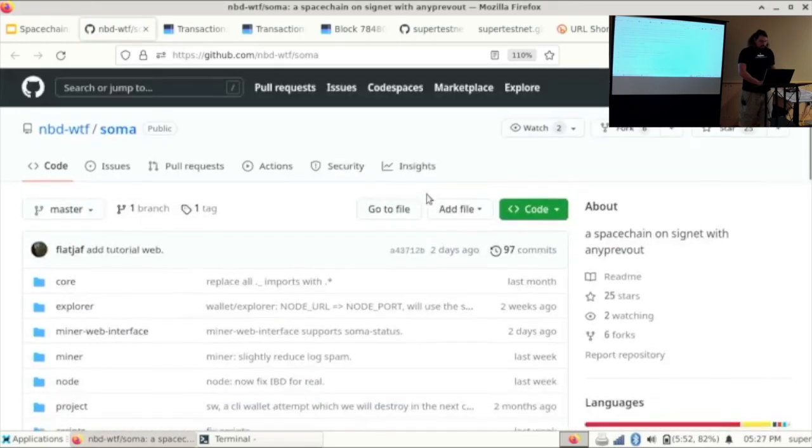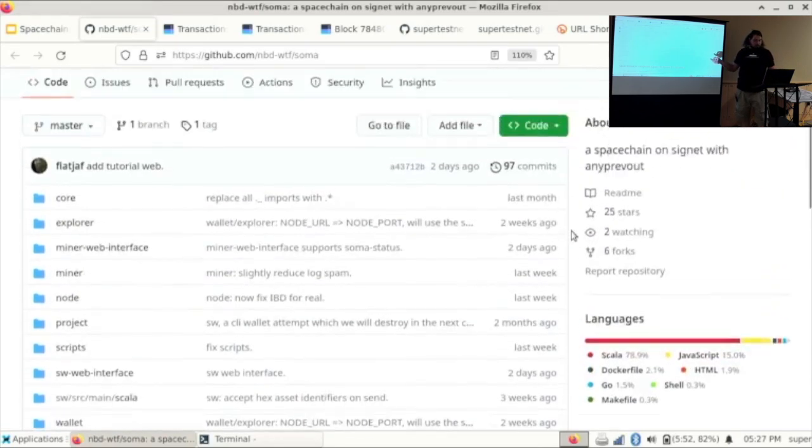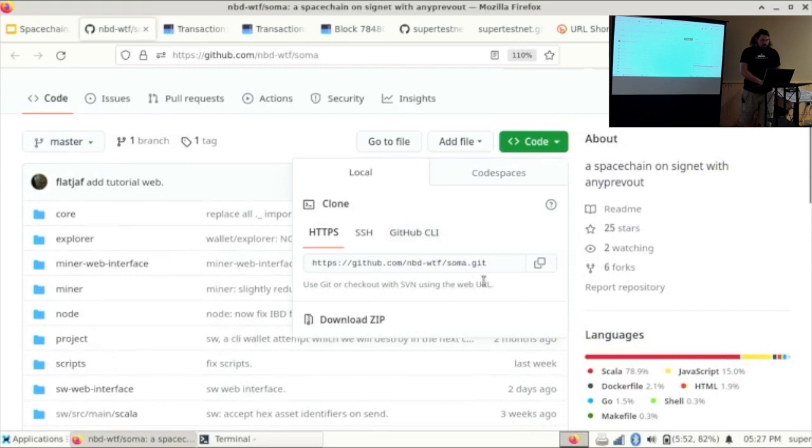His is called Soma, Space Chain Inspired Open Market for Assets. This is designed for NFTs and stablecoins. One neat thing about his is that you don't burn bitcoins on his. He uses the Lightning Network to pay to mine transactions, which is kind of cool, because he came up with a solution. He just designed a blockchain where you don't need bitcoins, because all you're doing is issuing NFTs. And then you just pay miners with Lightning to mine your transaction that creates this NFT.